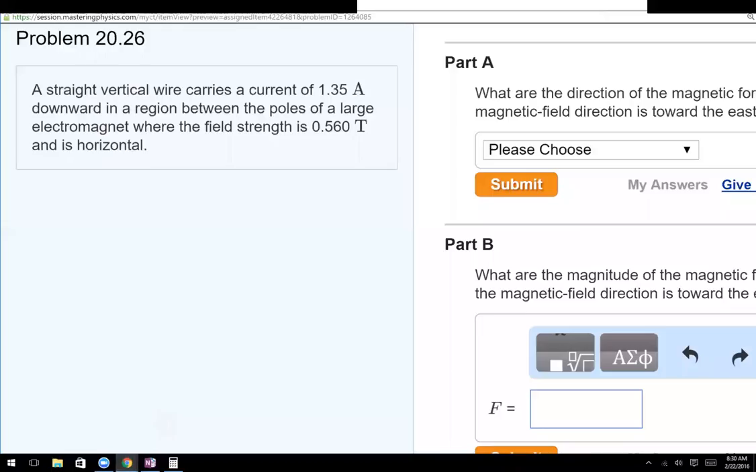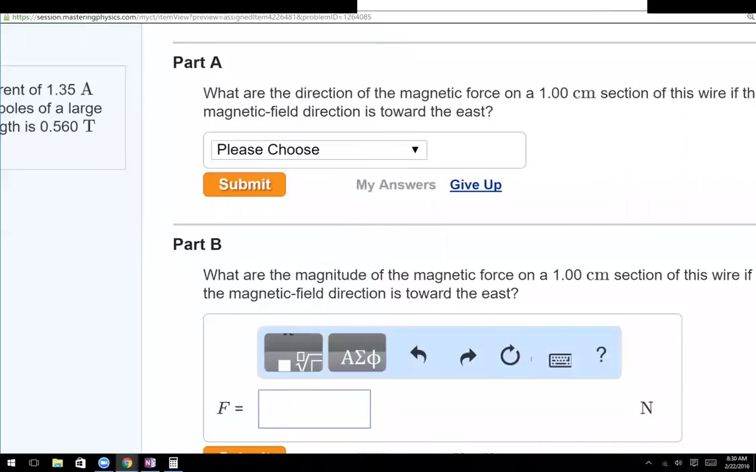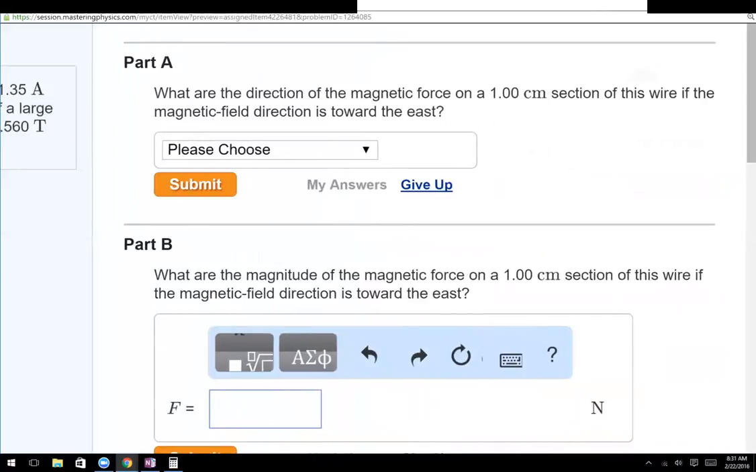Let's go back to the problem. They give us the current, give us the magnetic field. Current's going down. What's the direction of the magnetic force if the magnetic field is towards the east?